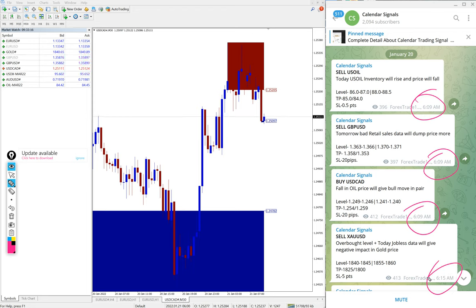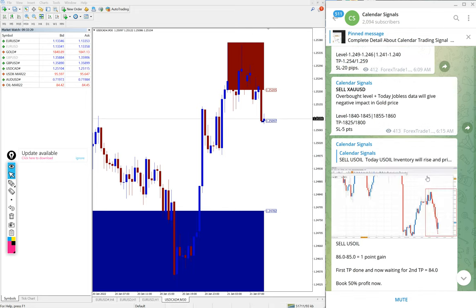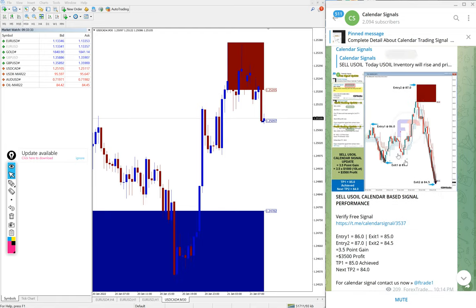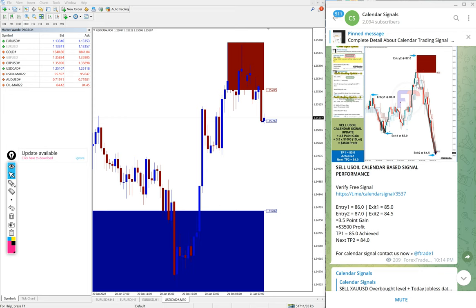Now we will see the performance. The time we posted the signal is 6:09, and then the last signal, gold, was given at 6:15 a.m. This is all as per the GMT timeline. As per the GMT timeline, we give the signals. So now we will see the actual performance of each signal. This is the end of the day chart we prepared.